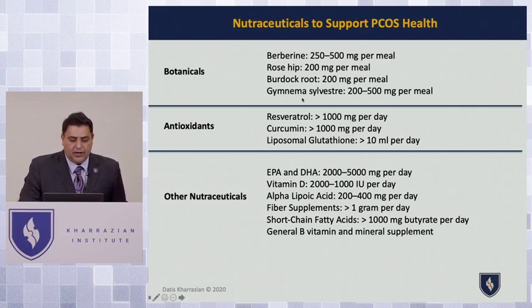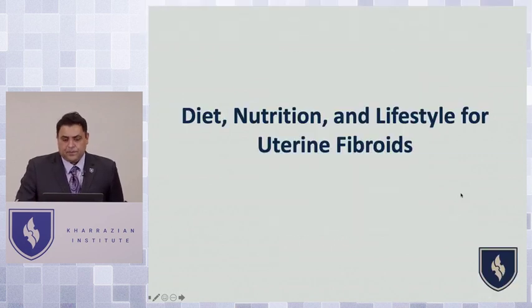Berberine, Rosebud, Burdock, Gymnema sylvestre, these are all AMPK stimulators. Resveratrol, curcumin, and liposomal glutathione help deal with the anti-inflammatory load involved with PCOS. And then these other nutraceuticals are also involved with the insulin signaling pathways that are involved with PCOS. So this is the nutraceutical protocol I would suggest for patients that have PCOS, based on published literature.